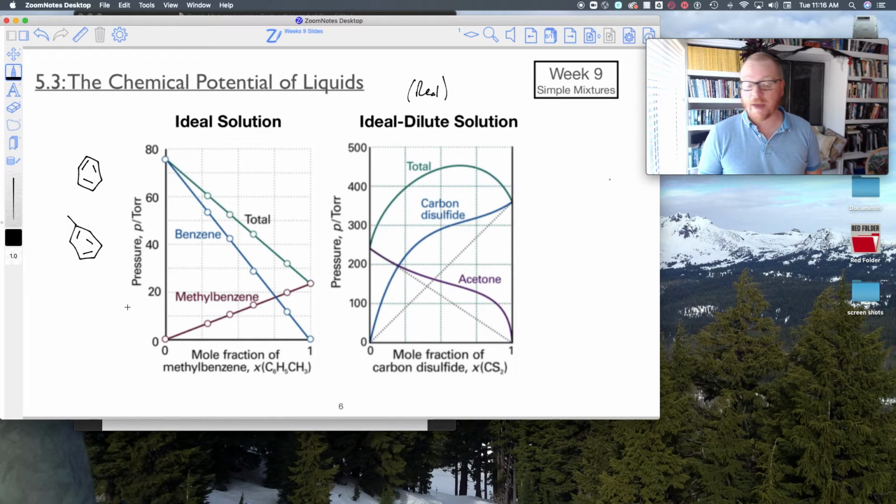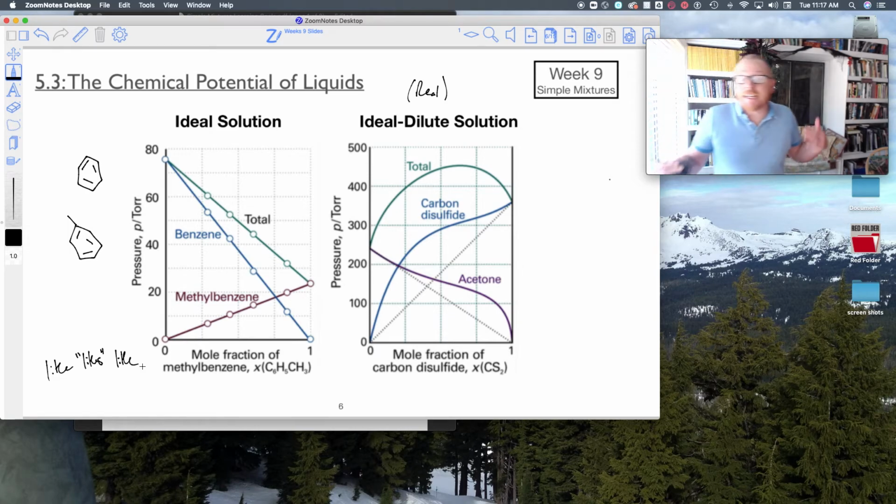The golden rule of chemistry, right? Like dissolves like. The golden rule of chemistry. So methylbenzene and benzene like each other because they're both very similar.